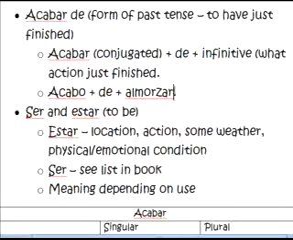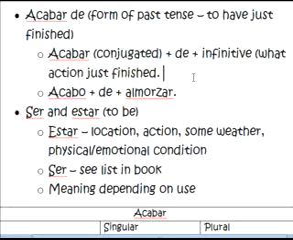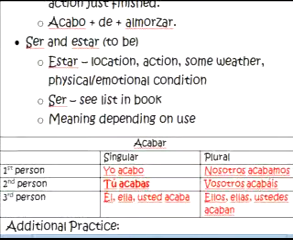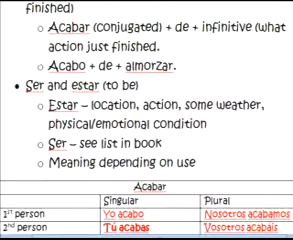So, if I want to say, I just finished eating lunch, acabo, the conjugated form with yo, if that's your subject, the word de, that does not change. And then almorzar is the action that I just finished doing. Acabo de almorzar. I just finished eating lunch. It is a regularly conjugating verb, so you change it depending upon the subject, and you change it depending upon the action that you were able to do. All right? So enough said about that.